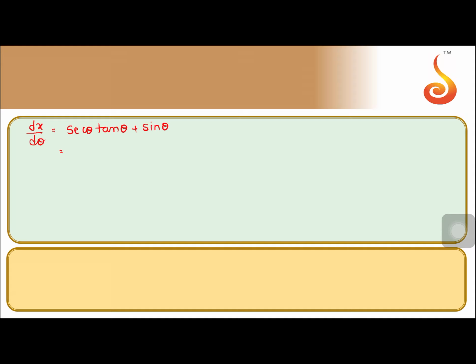In this case, you take sin theta common. What do we get? If we take sin theta common, we get (secant theta plus cos theta) by cos theta. Or you can directly say, if I take tan theta common, we get secant theta plus cos theta. So this is dx by d theta.